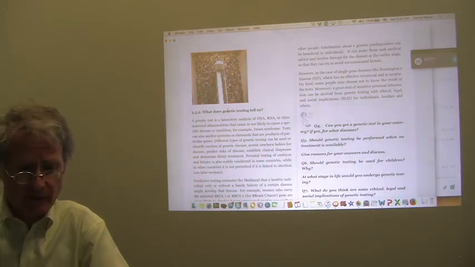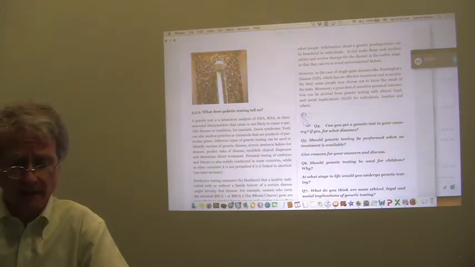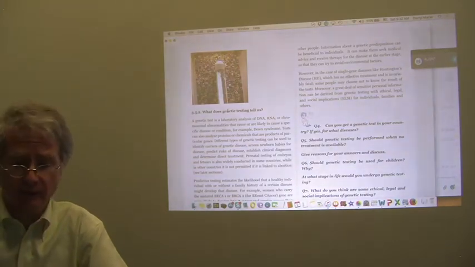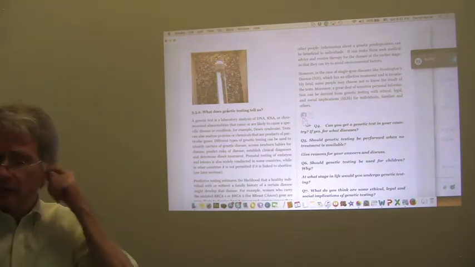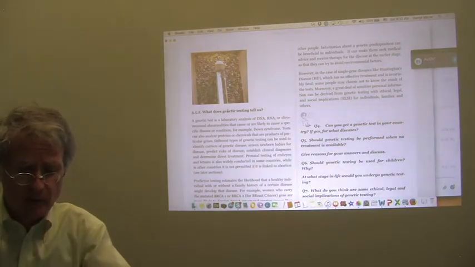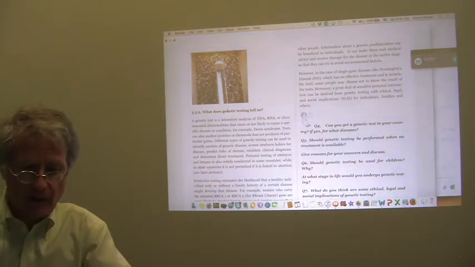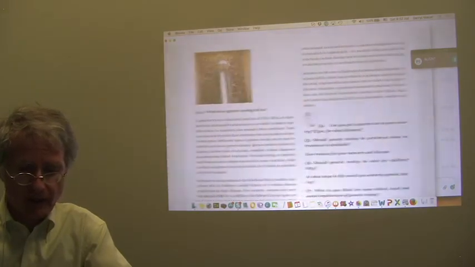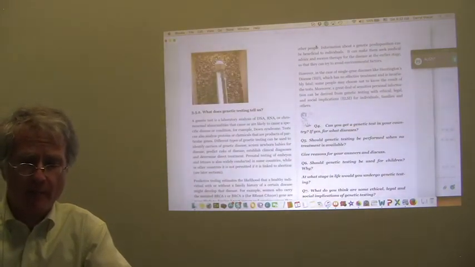Prenatal testing of embryos and fetuses is also widely conducted in some countries, while in other countries it's not permitted if it's linked to abortion. Predictive testing estimates the likelihood that a healthy individual with or without a family history of a certain disease might develop that disease. For example, women who carry the mutated BRCA1 or BRCA2, the breast cancer gene, are more likely to develop breast cancer and ovarian cancer than other people.